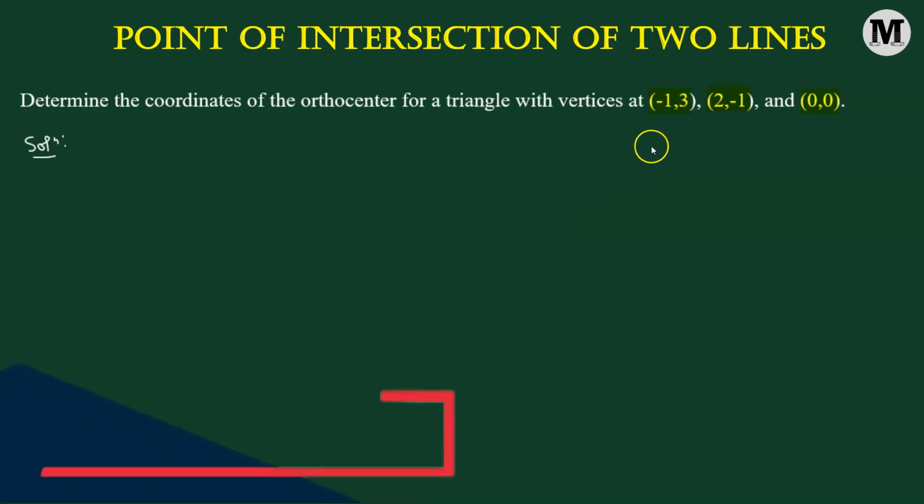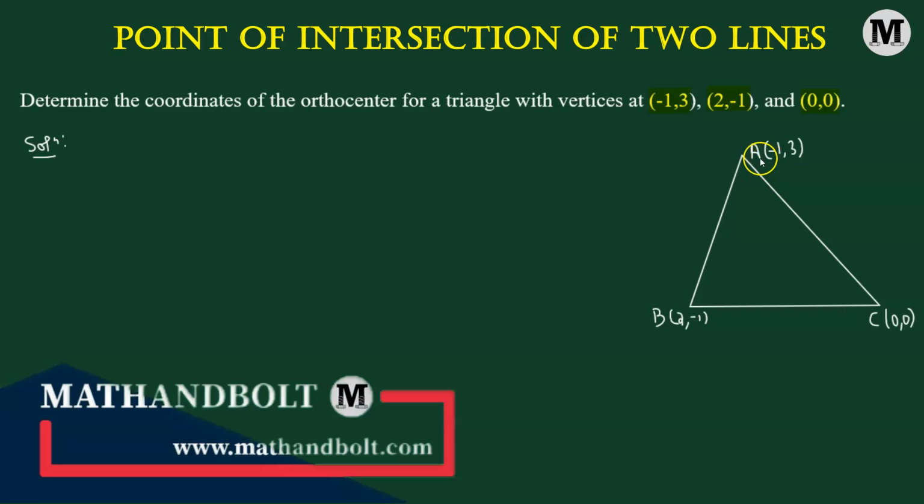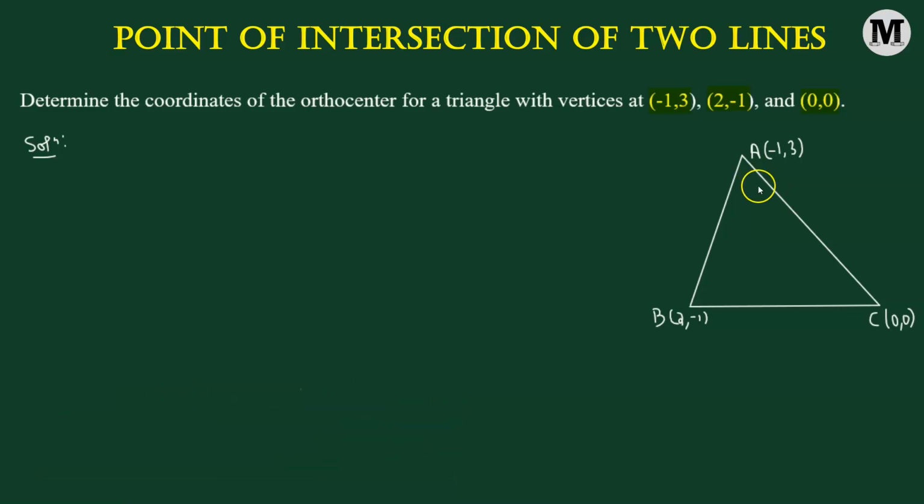For this, we're going to consider a triangle with vertices A, B, and C. So the coordinates of the vertices are given to us. Our goal will be to determine the coordinates of the orthocenter. Let's try to understand the orthocenter. Now from the point A, we're going to draw a perpendicular on the line BC. Let's say the perpendicular meets the side BC at D. So we have here AD, that is going to be the perpendicular on BC.